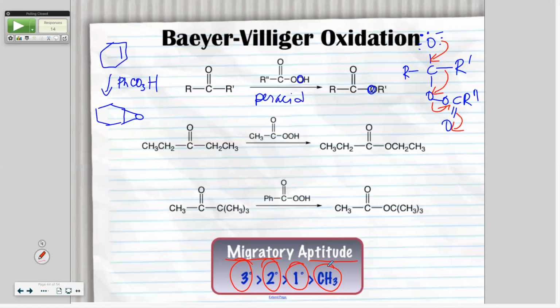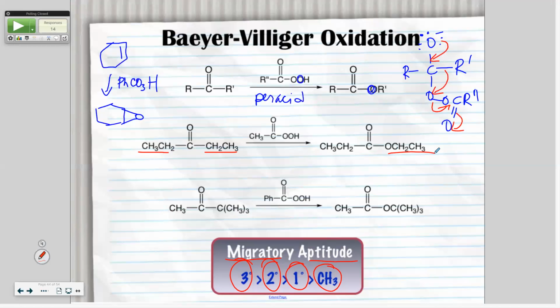Which is kind of nice because that parallels carbocation. It's like, we'll take that. That makes us happy. Okay, so notice that here in this example, the two R groups are the same, so it doesn't matter which one you migrate to the O, right?